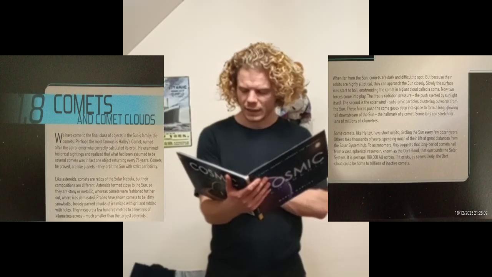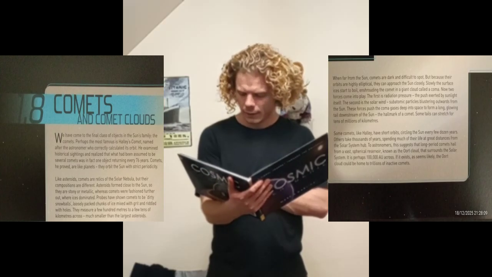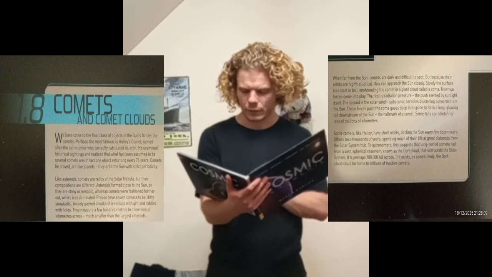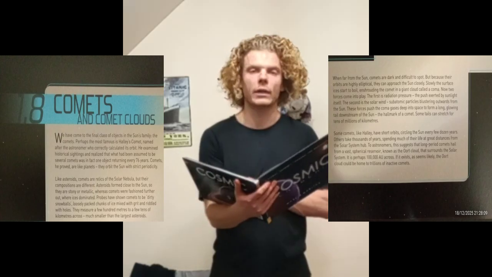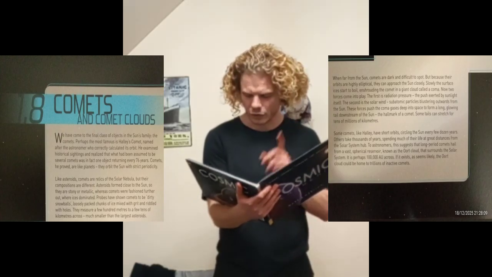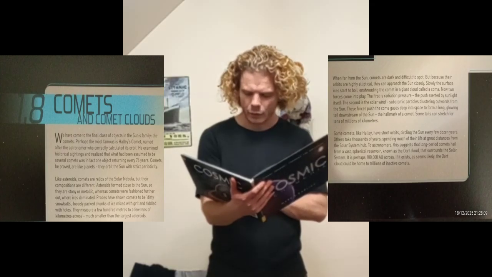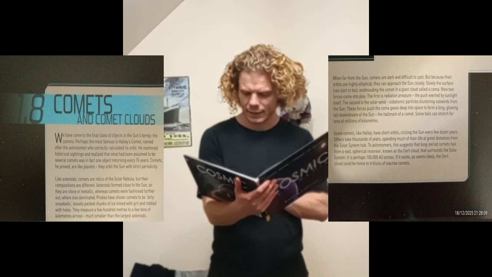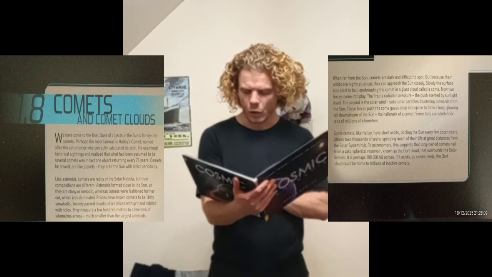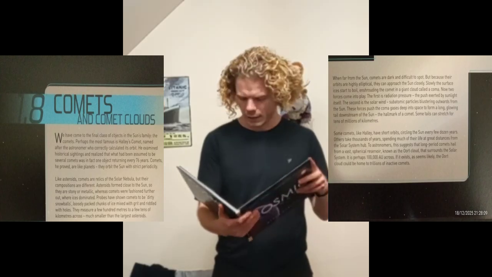To astronomers, this suggests that long-period comets hail from a vast spherical reservoir known as the Oort cloud that surrounds the solar system. It is perhaps 100,000 astronomical units across. If it exists, as seems likely, the Oort cloud could be home to trillions of inactive comets.